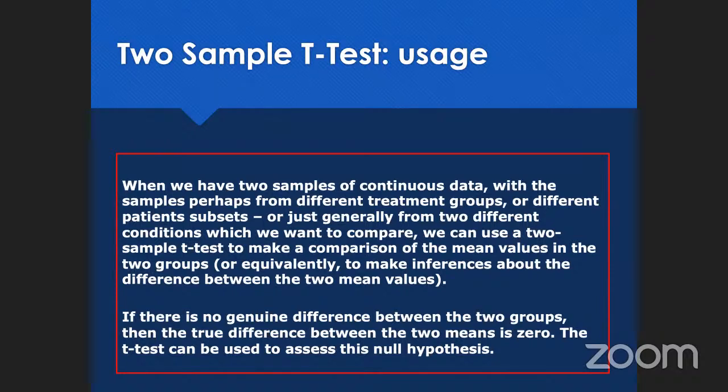For the two sample t-test usage, when we have two samples of continuous data, perhaps from different treatment groups or even different patient subsets, or just generally from two different conditions which we want to compare, then we can use a two sample t-test to compare the mean values in the two groups, or equivalently to make an inference about the difference between the two mean values. And if there is no genuine difference between the two groups, then the true difference between the two means is zero. Therefore, the t-test can be used to assess this null hypothesis.